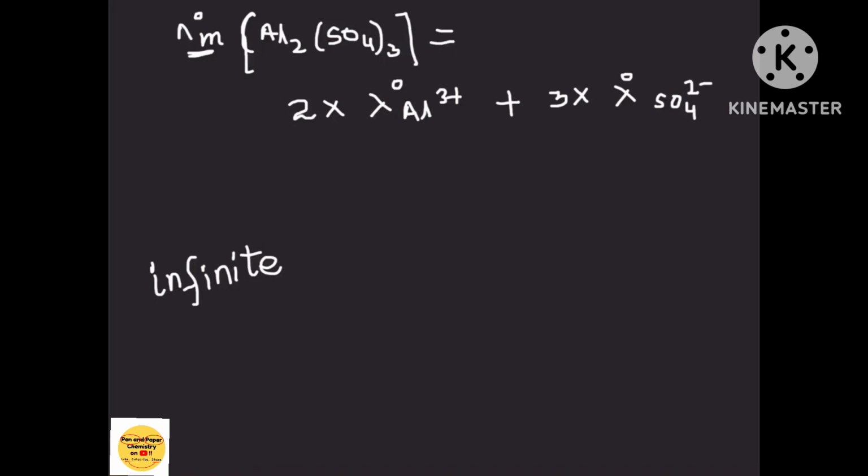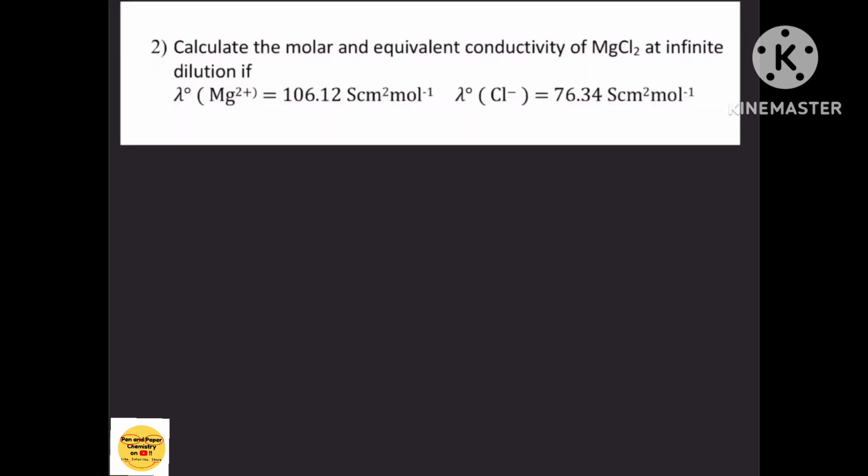Now let us go ahead with one numerical based on this. You've got a question over here. Calculate the molar and equivalent conductivity of magnesium chloride at infinite dilution if the ionic conductivity of magnesium is 106.2 Siemens centimeter square per mole and the ionic conductivity of chloride ions is 76.34 Siemens centimeter square per mole.